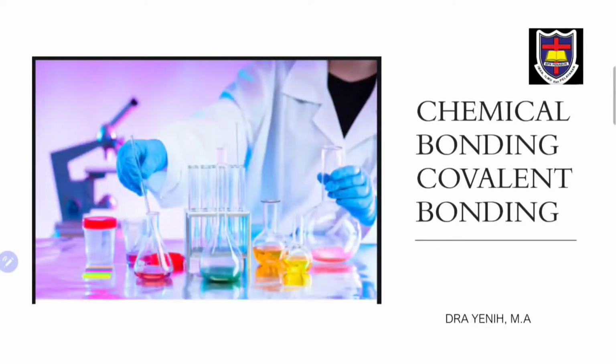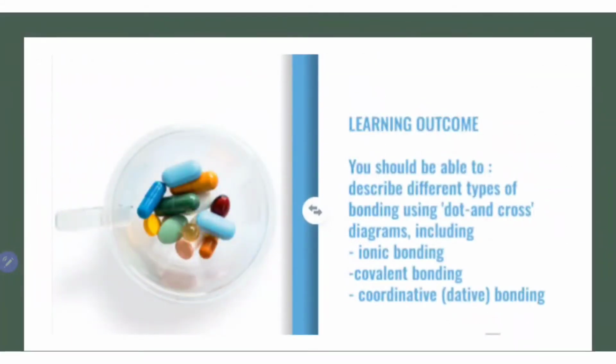We'll continue our lesson with the other chemical bonding, that is covalent bonding. After you learn about ionic bond that become ions, positive and negatively charged ions from metal and non-metal, right now you will learn about covalent bonding between non-metal and non-metal. The outcome, the same as before, is to draw the diagram or dot cross.